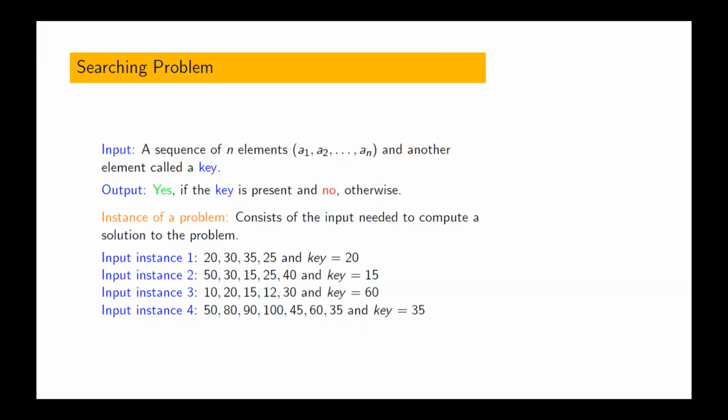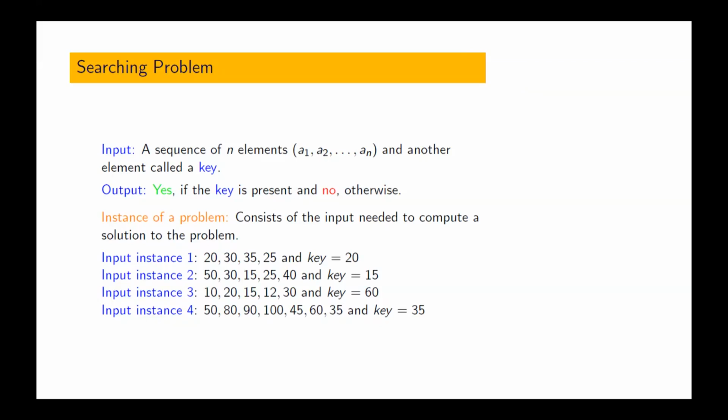Given an array of elements, we output yes if the key is present in the given list of elements. Otherwise, we display no. Is the problem definition clear?